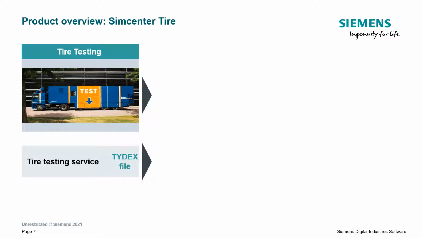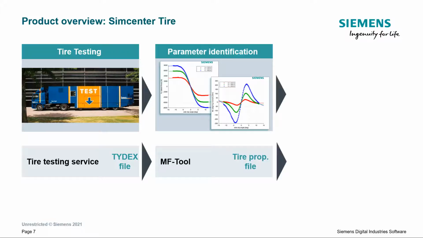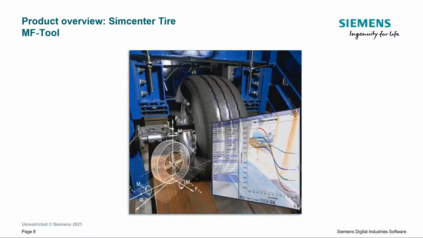The tire testing results are processed to the standardized TIDEX format, which serves as an input for the parameter identification. Then parameter identification is performed with MFTool from the tire testing results. MFTool allows you to easily identify the tire model parameters from the measurement data, then manipulate and visualize the tire model characteristics in an efficient and user-friendly way. This enables fitting of the curve in historic tire models, database and plotting functionality, and the ability to let the software make estimates where needed.